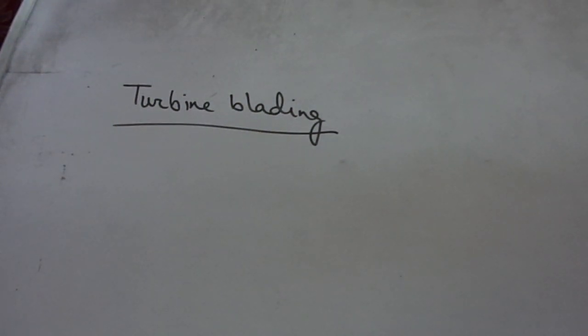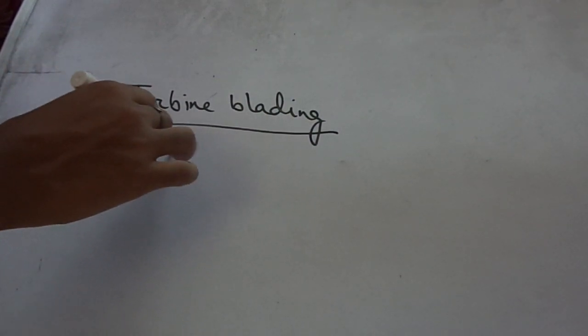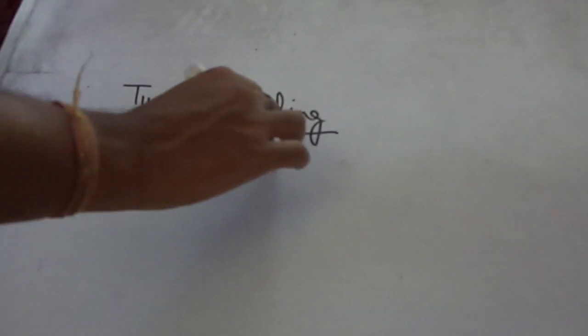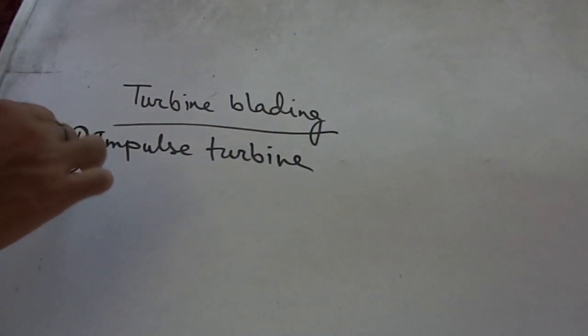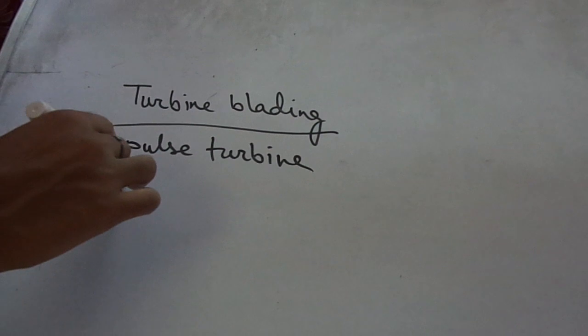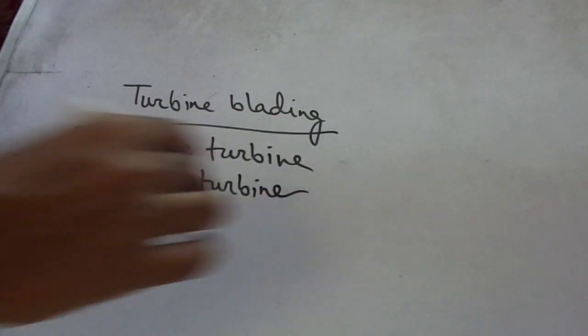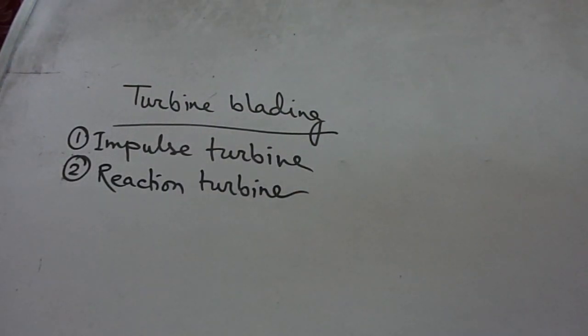Depending upon the types of blade used and the method of energy transfer from the fluid to the rotor wheel, the turbine may be of two types. One is the impulse turbine and the second one is the reaction turbine. First one we discuss is the impulse turbine.